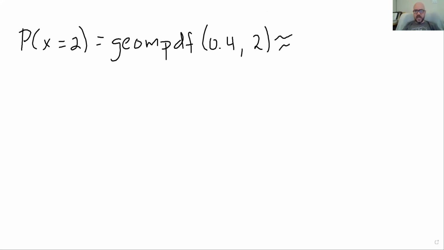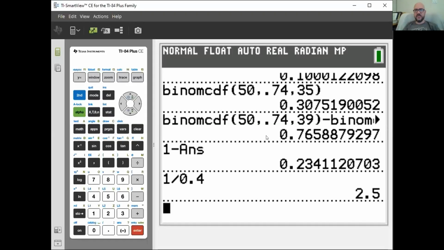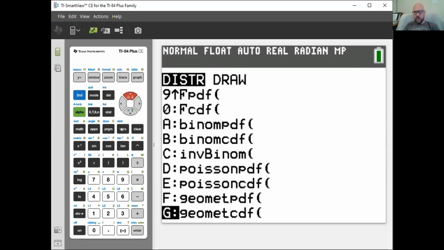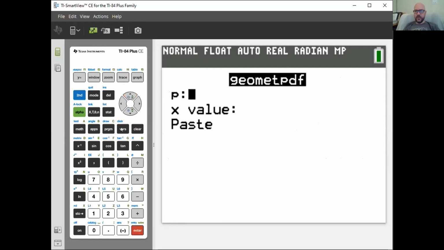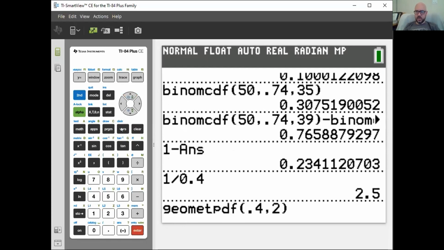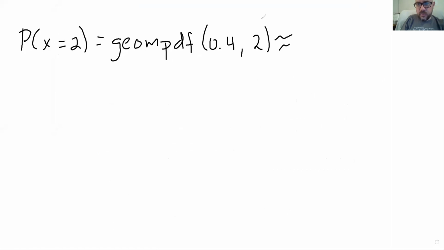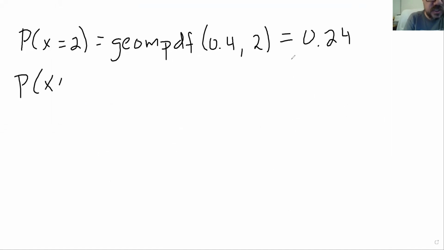So you find this in the exact same location as the other PDFs and CDFs, including the one we just used. So distributions, they do call it Geomet. Sorry, I never remember what the calculator calls things. So Geomet PDF, probability of success is 0.4. X value is 2. Paste. 24%. There's a 24% chance. I wrote it as approximately equal to, when what I meant was exactly equal to 24%.